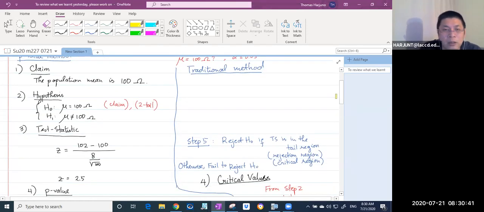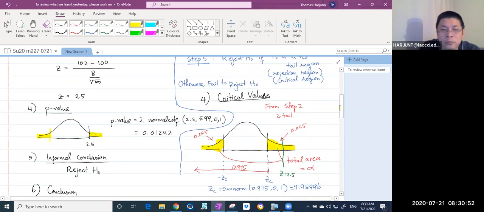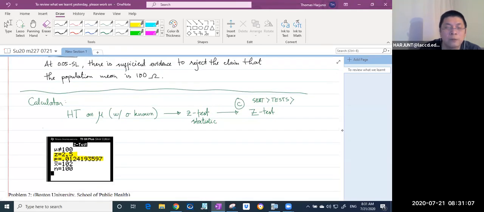The traditional method is actually looking at the alpha, adjusting if it is 1 or 2 tail, to find the critical value. And for step 5, we reject the null hypothesis if the test statistic is in the critical region. That's the third part. The fourth part for this example 1 is that I teach you how to use the calculator to confirm your number. Notice that this Z-Test on the calculator does not tell you what the conclusion should be.